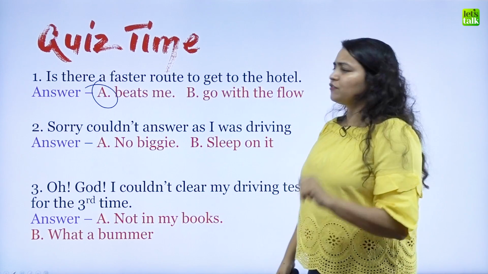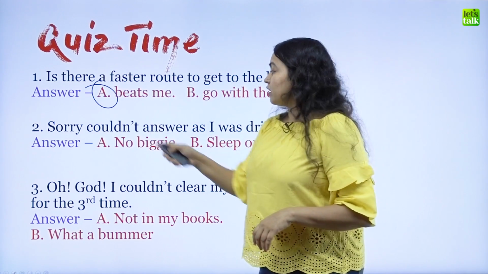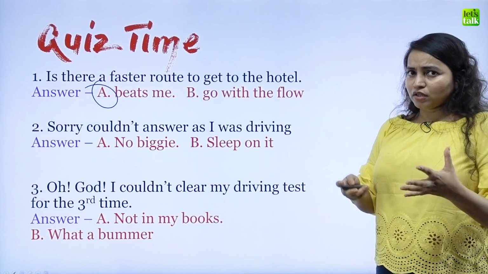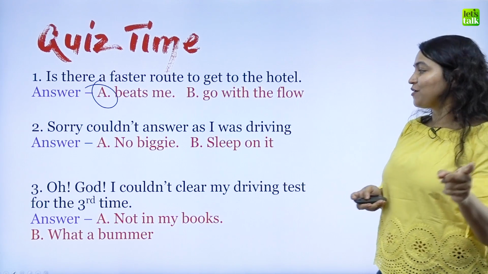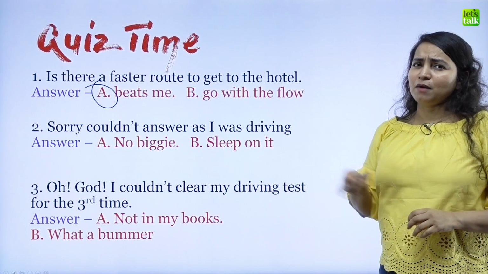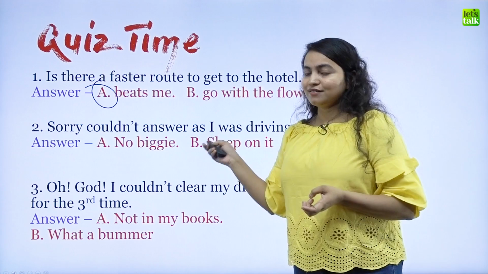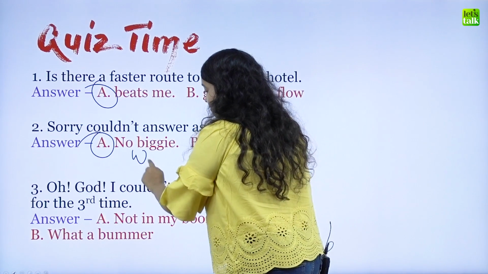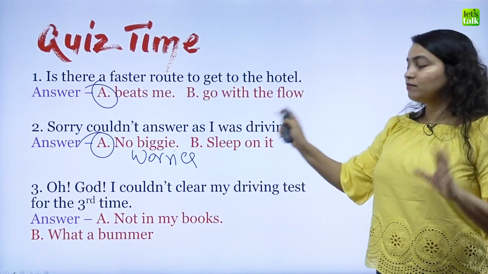Okay, let's go to the second one. If you've not got the first one correct, don't worry. I'm sure you'll get the second one right. Sorry, couldn't answer as I was driving. Now, when someone is apologizing, he's made an error. Remember, what is the phrase? How do you respond to an error? Do you say, no biggie? Or do you say, sleep on it? What do you say? Well, I don't think you'll ask someone to sleep on it, but you will say no biggie. In other words, it basically means no worries. Okay, so if someone's made a mistake, just say don't worry, no worries, or no biggie.